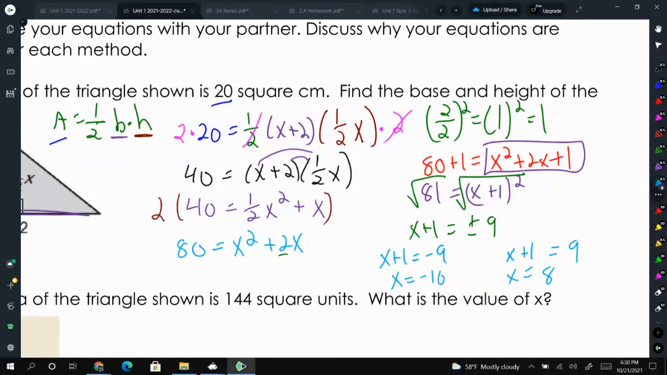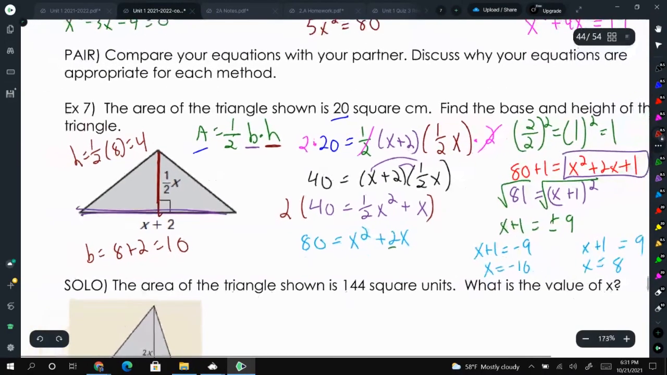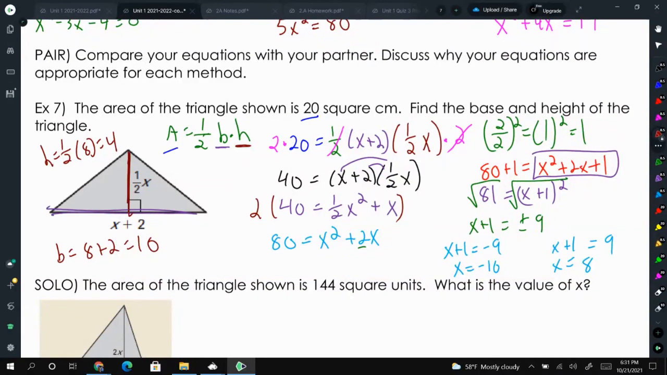Now, because this is a word problem, we don't really care about the negative solution. We are more worried about the positive solution because we have our dimensions over here which need to be positive. The base is going to be 8 plus 2, or 10, and the height is going to be 1/2 times 8, or 4. So those would be the dimensions of the triangle. So I want you to try the solo problem below this. So please pause the video, try it, and see what you get.